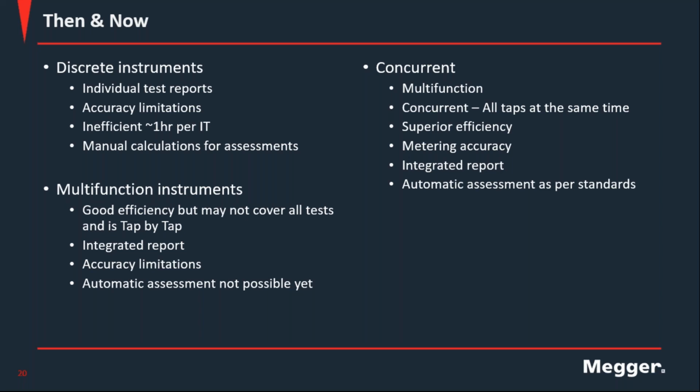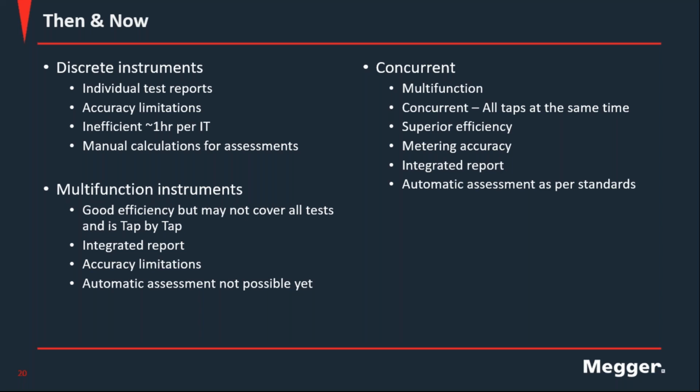Multifunction instruments give you good efficiency, but may not cover all of the tests. If it's one of the early generations of multifunction instruments, you may not have all the tests that are needed. They do not perform the test concurrently. They just do tab by tab. And yes, you get an integrated report, but again, you may not have all the tests, or you can still have the accuracy limitation. So they might not be suitable for metering class CTs or VTs.